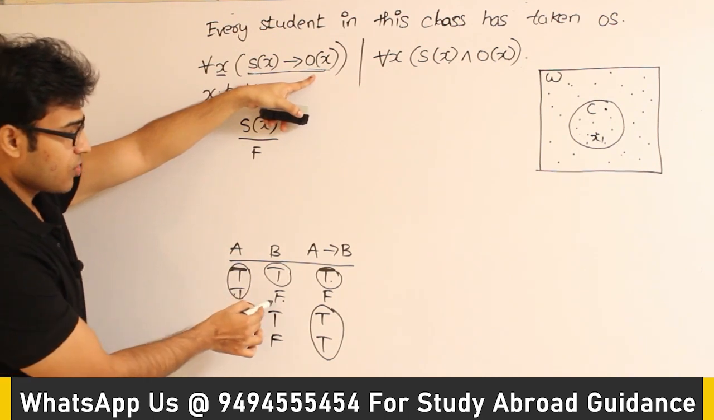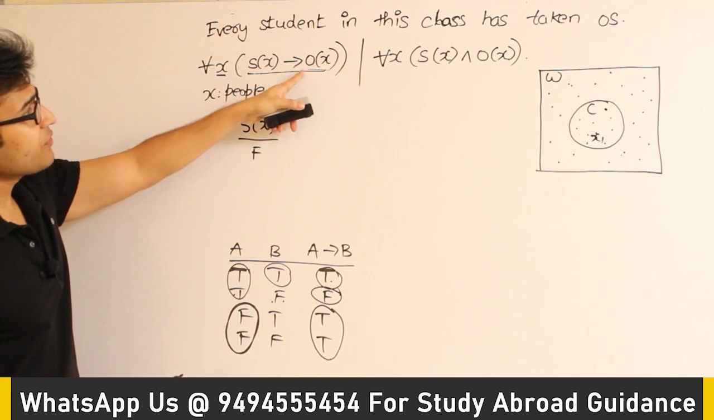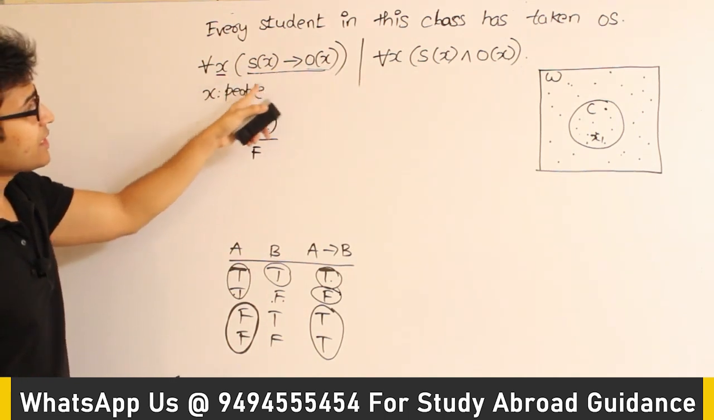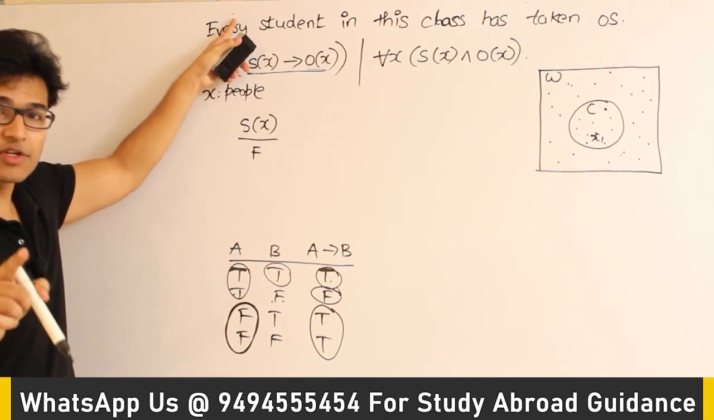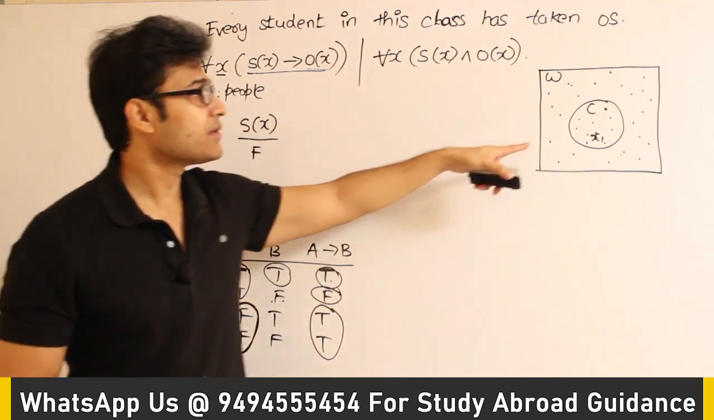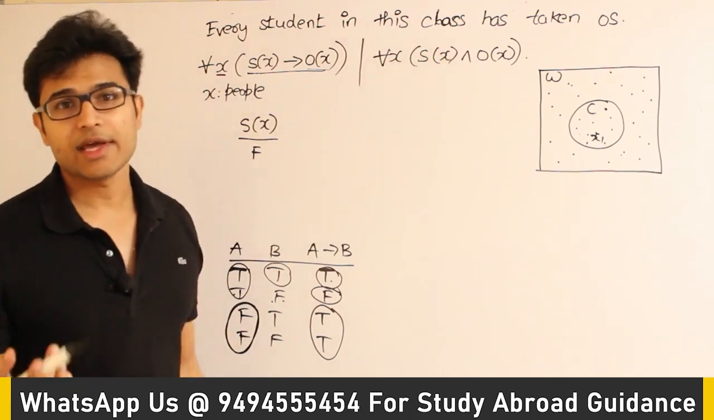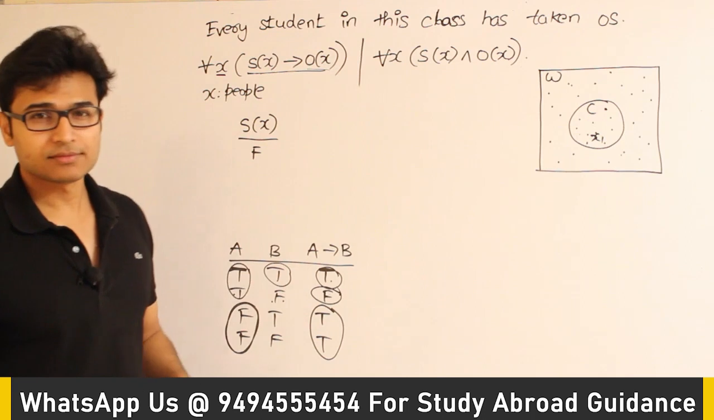Now true and false, what does it become? False. Therefore even for one value of x, if this statement is false, this entire thing is going to be false, and therefore this statement is going to be false, which means we are in the right direction, isn't it? If someone in the class has not taken operating system, then definitely this statement has to be false, and it happened. Got it? Now what is wrong with this one?